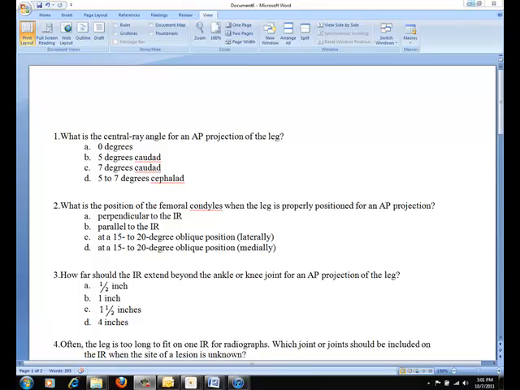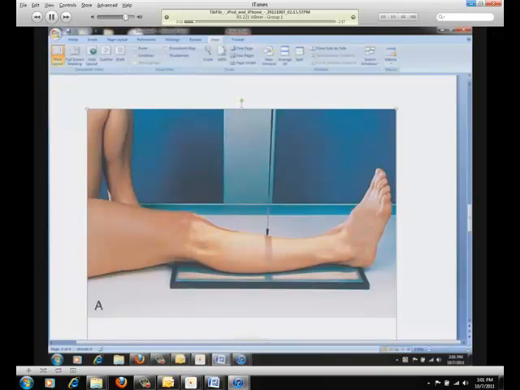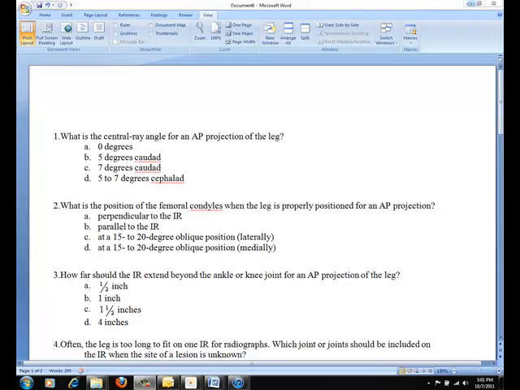Let's look at number 2. What is the position of the femoral condyles when the leg is properly positioned for an AP projection? Perpendicular to the IR, parallel to the IR, at a 15 to 20 degree oblique? Let's see what I had to say. Adjust the leg so that the femoral condyles are parallel with the IR and the... There you have it, the answer B, parallel to the IR.